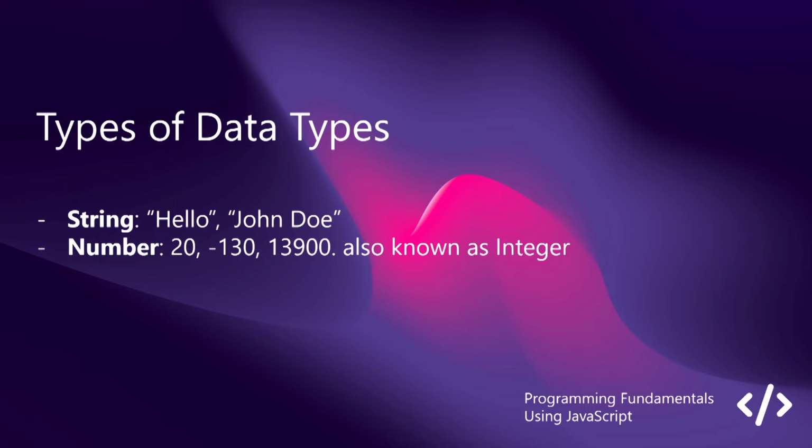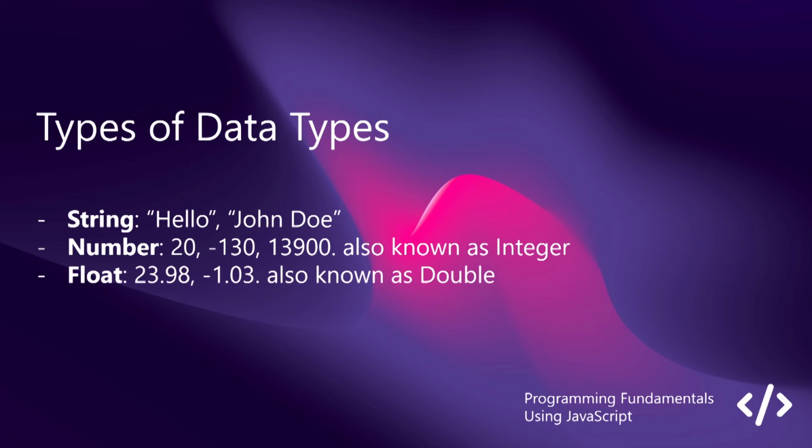Next is numbers, and if you did maths, whether you loved it or hated it, numbers should look very familiar to you, which is just any whole number. 20, minus 130, 13,900, 4 million, any number like that goes as the number data type. Surprise, surprise. And in some cases, numbers are actually known as integers. Integer and number are sometimes interchangeable, sometimes slightly different, but overall, you have whole numbers like this.